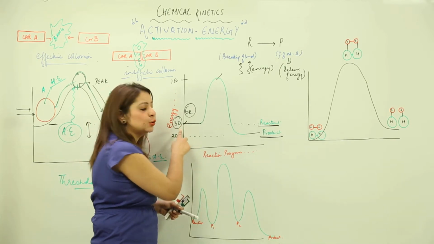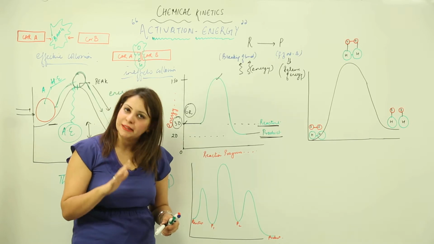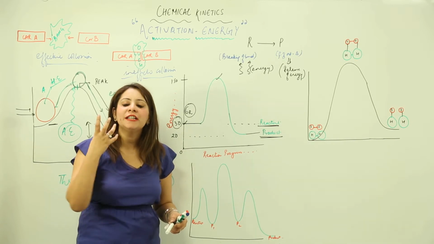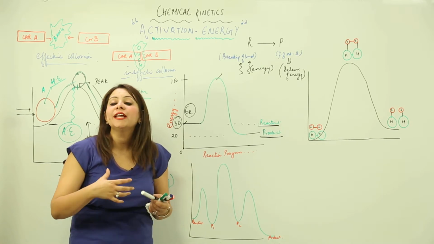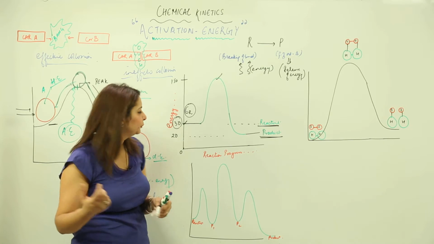So this 30 kilojoules is the energy which is already possessed by the reactant, or you can say it is internal energy which is already possessed by the reactant, or it has this extra energy which it can use for a chemical reaction to happen.